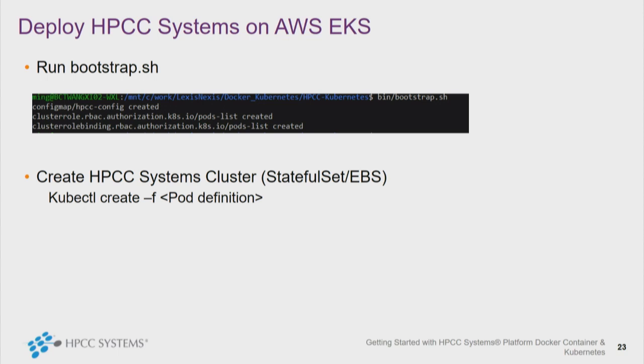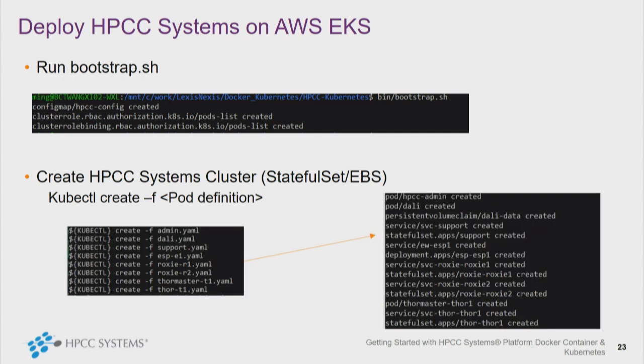Now, in Kubernetes, you always run the kubectl command line to apply the pod definition file to create a resource, the pods and the services, etc. So we have about 9 pods deployed. That's how you run them.